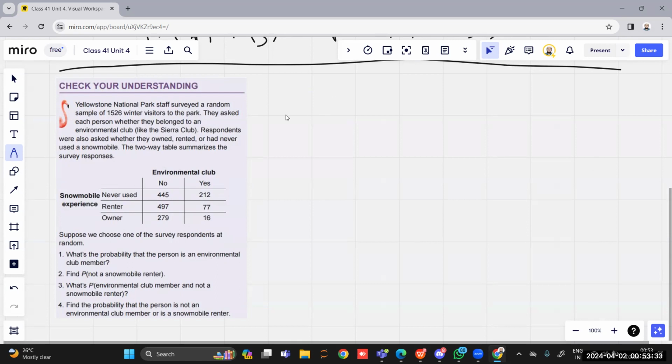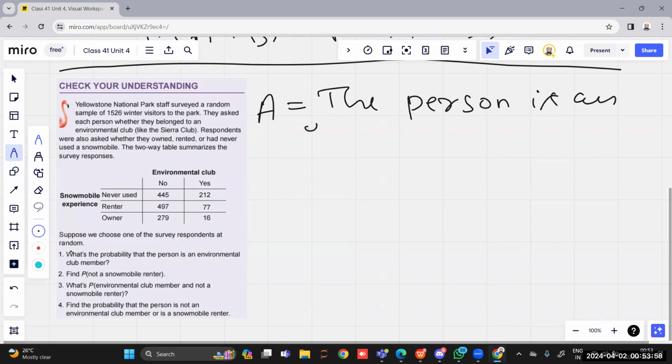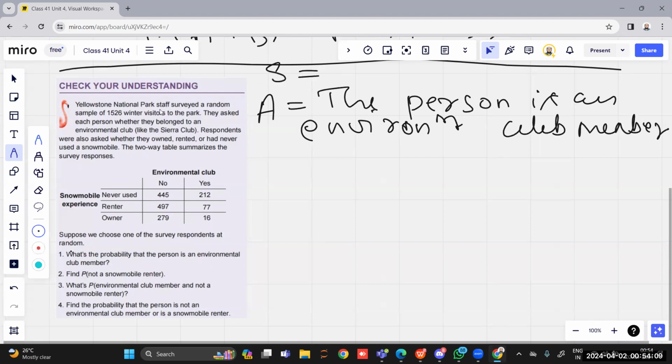What is being asked is the probability, so I'll define an event A, such that the person is an environmental club member. Your question comes: what's the sample space? The sample space is the 1526 winter visitors to the park that the Yellowstone National Park staff surveyed. Those people are in the sample space.